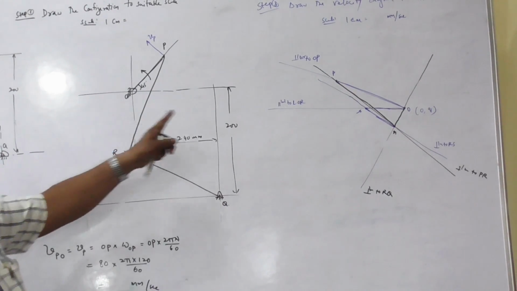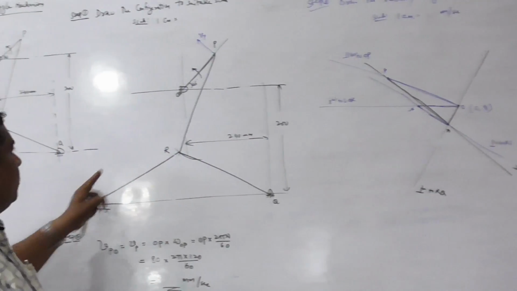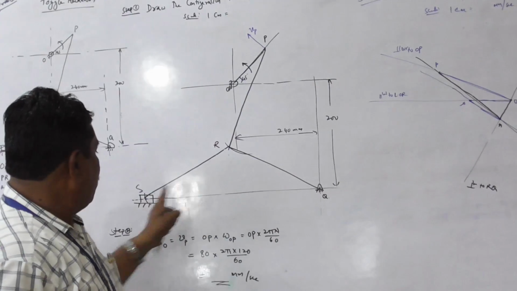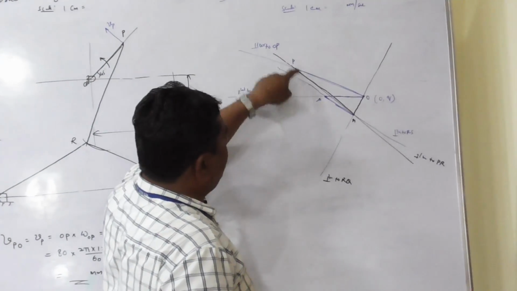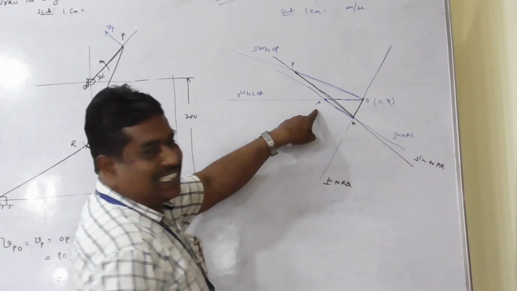Now check whether all the points are there in the velocity diagram or not: O, P, R, Q, S.